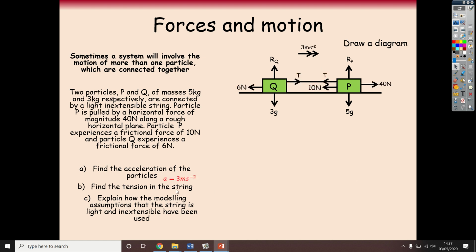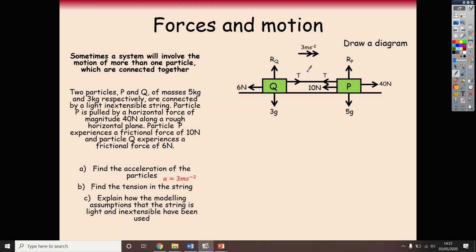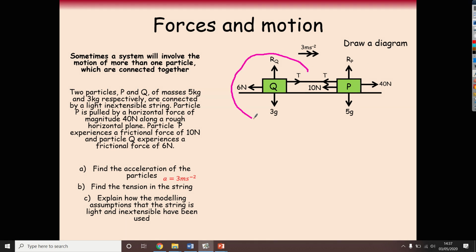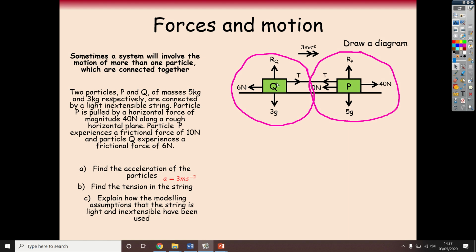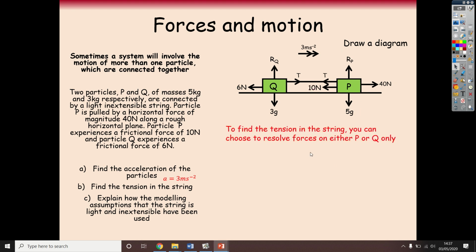The tension in the string. Well, now I can't take the whole system as a whole again because of this cancelling out that's going to go on. I don't want that to happen this time. So I'm going to pick a particle to resolve on separately. I can choose to do just particle Q, and that'll be all of the forces acting on Q, or I could do all of the forces acting on P. Now, I would personally have chosen Q because it looks a lot simpler. There's less going on in terms of the forces, but I think this PowerPoint is going to do particle P, which is fine.